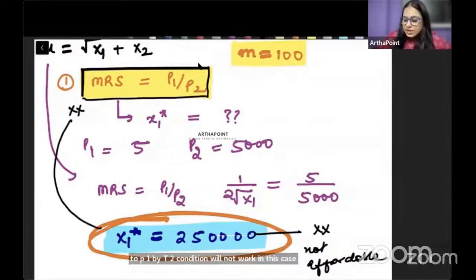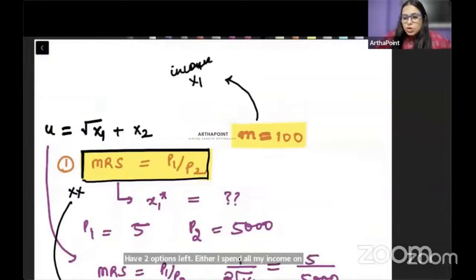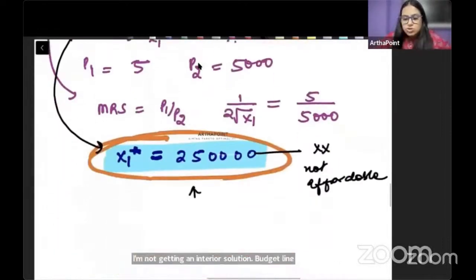I am getting a bundle which is not affordable. Now, as a human, thinking rationally, I only have two options. Either I spend all my income on good 1, because the MRS condition is not working. I am not getting an interior solution. Budget line tangency is not working here. I am getting a non-affordable solution.